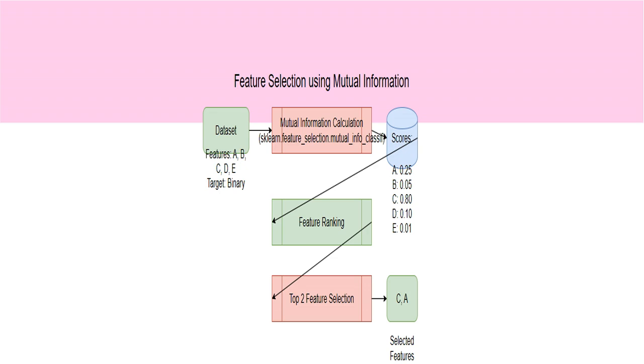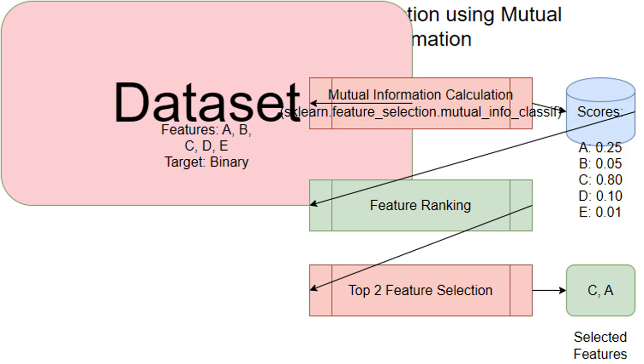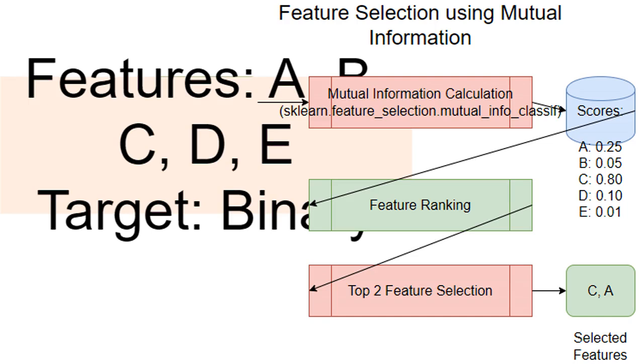I have a dataset with 5 features A, B, C, D, and E, and a target variable which can only take on 2 values. My data includes 5 features A, B, C, D, E to predict a binary outcome. Binary means the target variable can only be one of 2 possible values like yes, no or 0, 1.